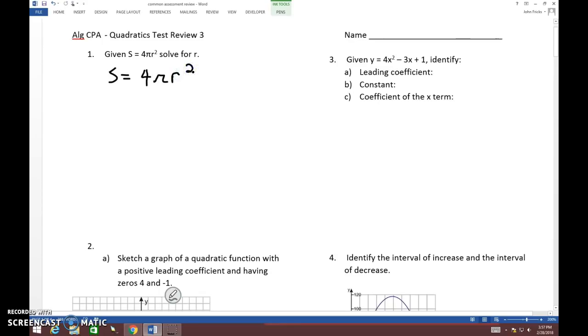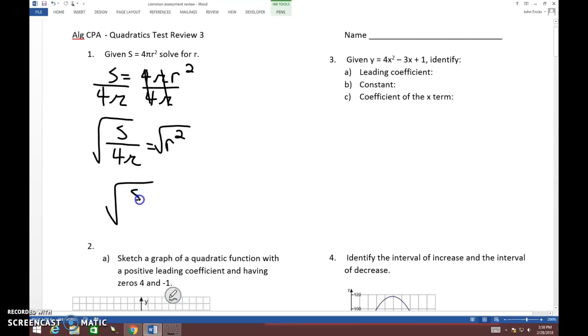So when you're solving this, the first thing we want to do is divide both sides by 4 pi. The 4's cancel out and the pi's cancel out. And that's going to leave me, on this side, S divided by 4 pi is equal to r squared. So to get rid of the square, all we're going to do is take the square root of both sides. And we're going to be left with, on the left side, the square root of S divided by 4 pi, and that's going to be equal to the square root of r squared, which is r.